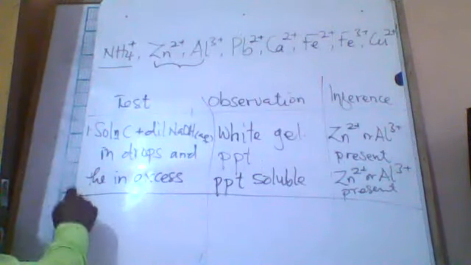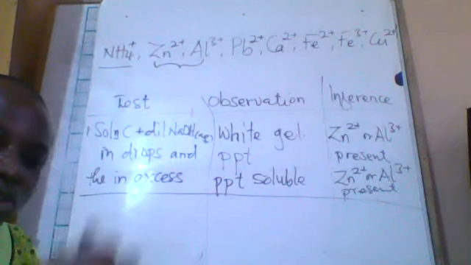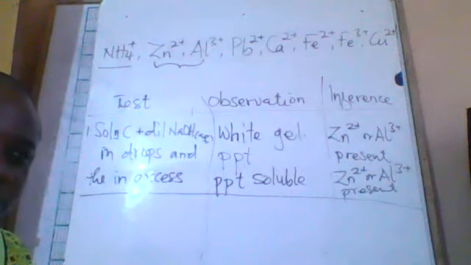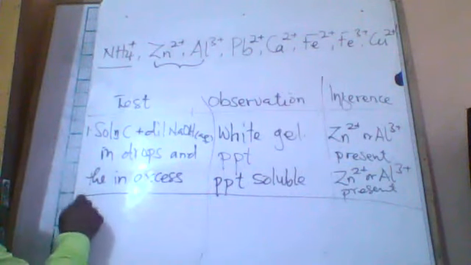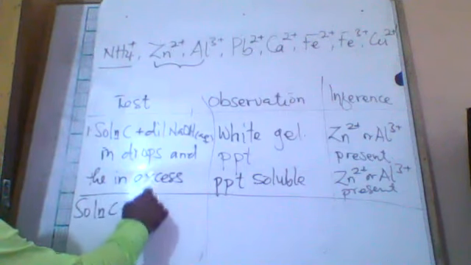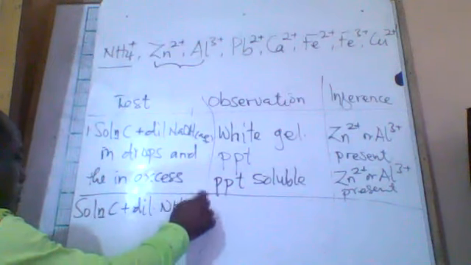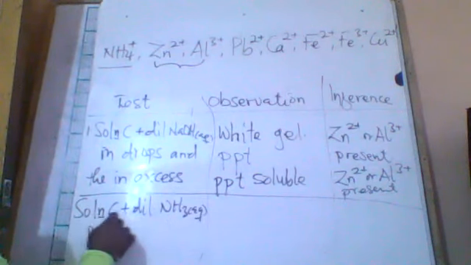Now the next one, you are going to use the aqueous ammonia. I told you that we use two reagents. So solution C again, plus this time around, dilute ammonia solution in drops.